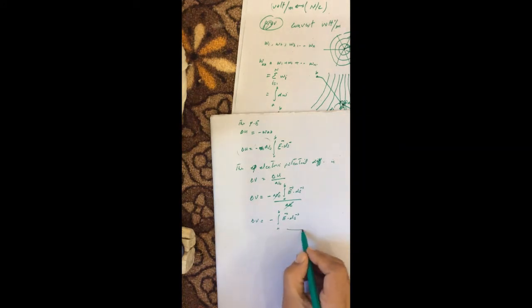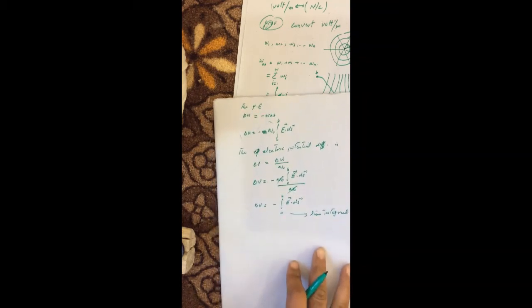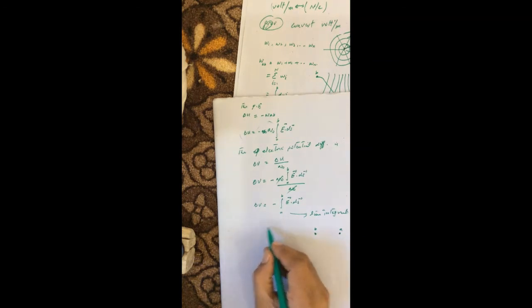Now this is the line integral. This is the case when we have a charge moving from point A to B. But normally we consider the reference point to be at infinity, like A is at infinity. So the electric potential at infinity will be equal to 0.